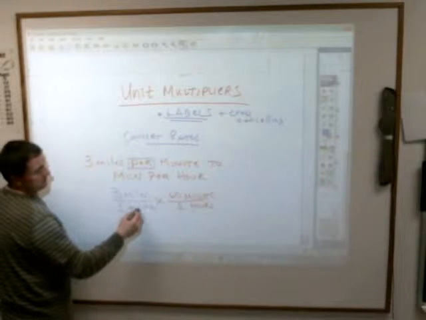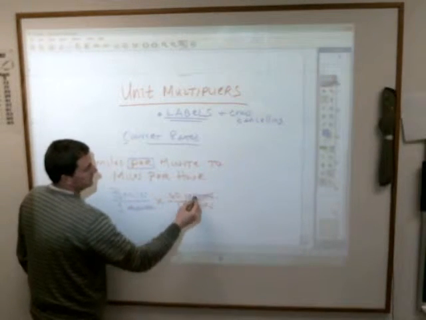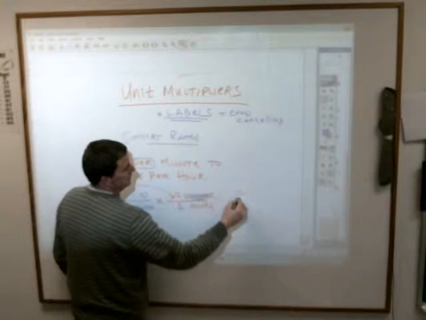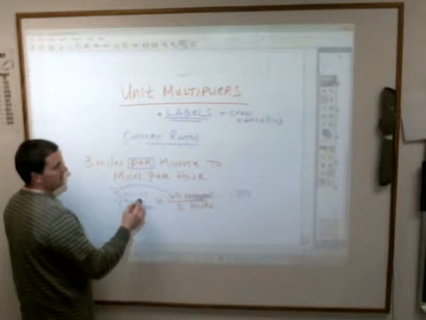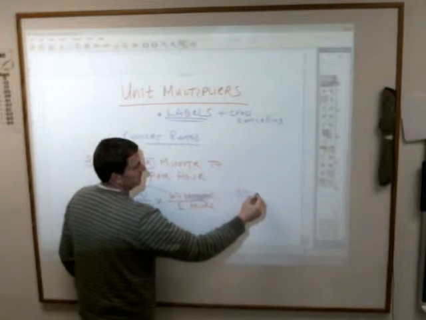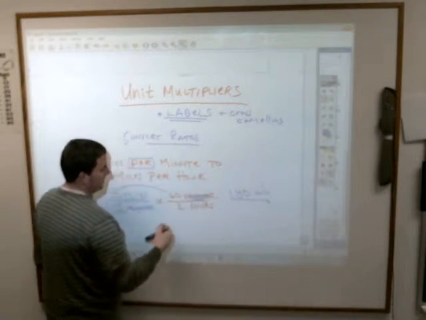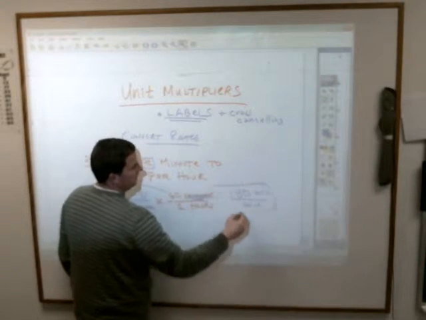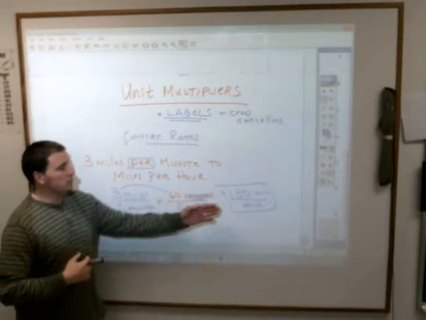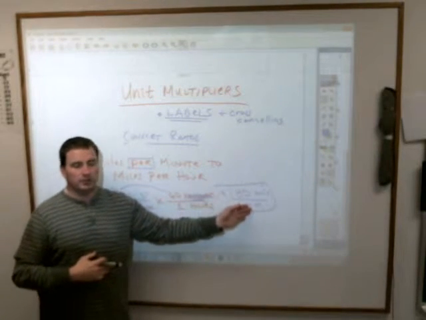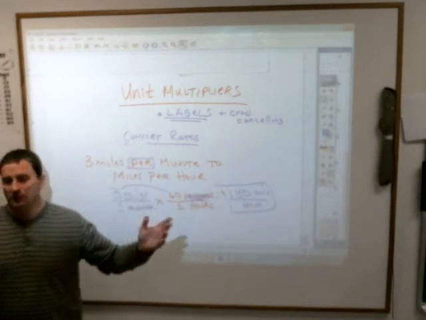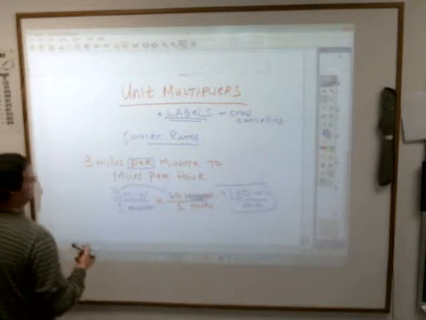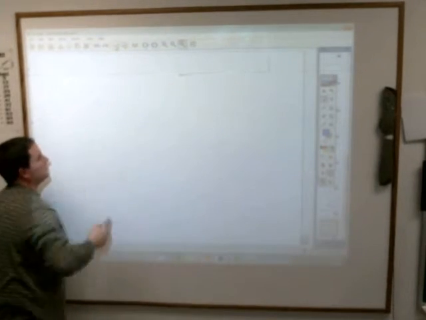Okay? The minutes cross off. You multiply the top numbers together. 3 times 60 is 180. What label's left on top? Still the miles. What label's left on the bottom? Hours. And that's all there is to it. 3 miles per minute is the same as 180 miles per hour. And you don't have to think about it. Everybody knows you do something with 60, but a lot of times we forget. The more we do, I think the easier this will become.